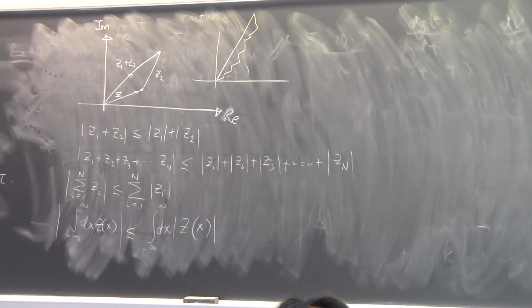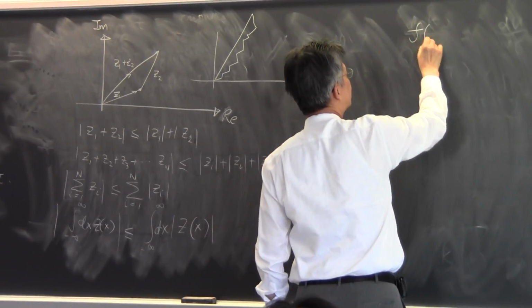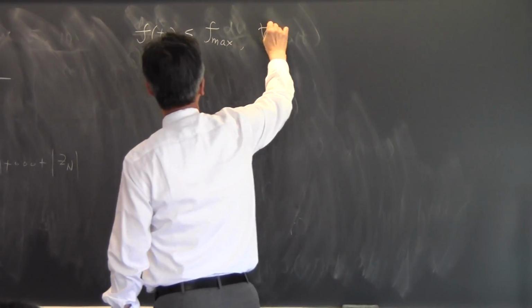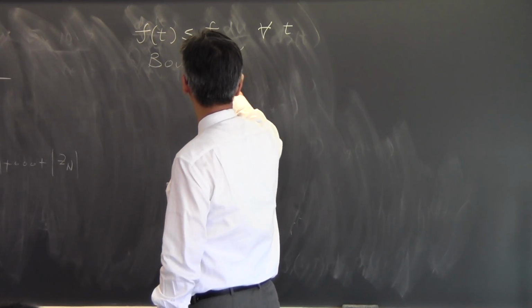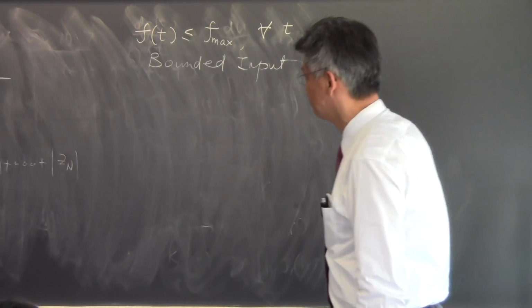I think it's called the triangular inequality, or does it have a different name? Cauchy-Schwarz. Cauchy-Schwarz inequality? I think it's Cauchy-Schwarz. I don't recall the exact name for it, but something like that. So that is always less than or equal to that. And let's assume that the input f of t is bounded by f max for all t. So this is a bounded input.